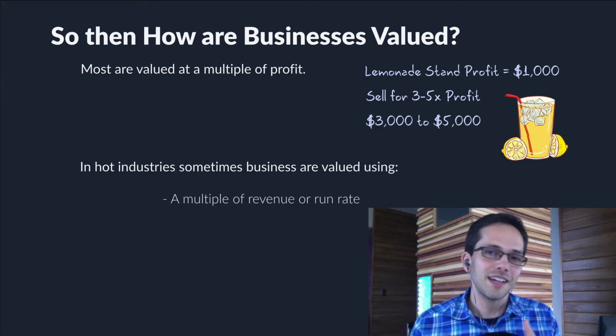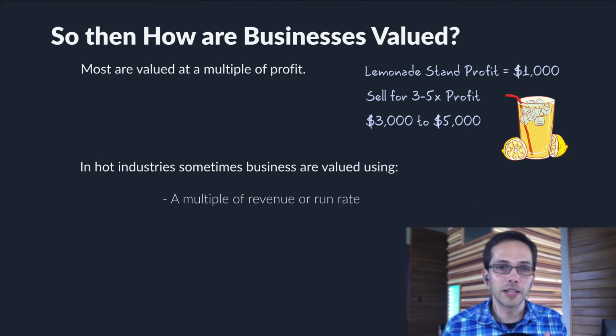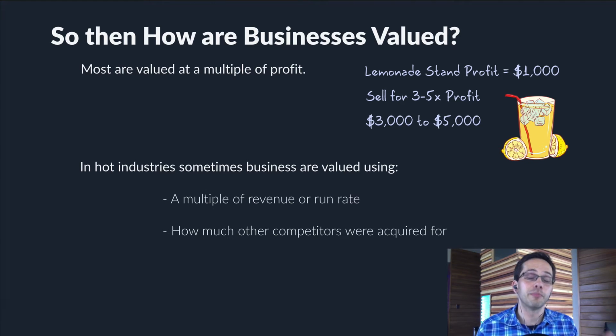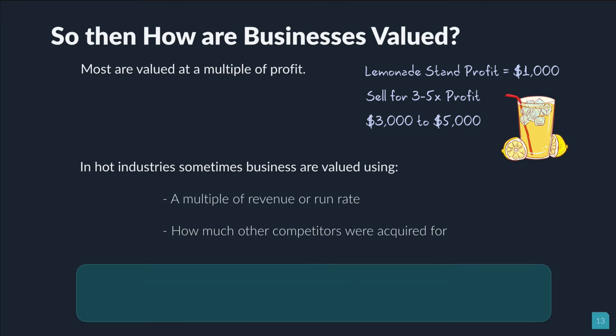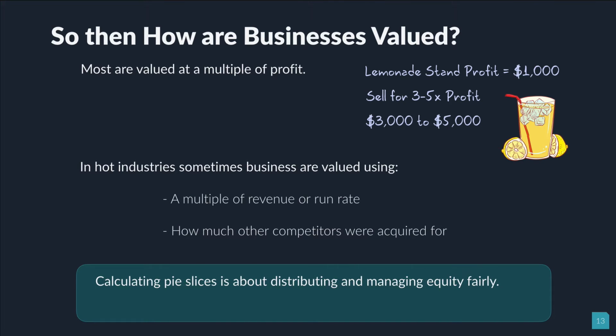Also, one way that companies are valued is by looking at how much other competitors were acquired for. There's a bunch of different ways to value a business. I'm not going to teach you them. Calculating pie slices is about distributing and managing equity fairly, not assessing the dollar value of your business.